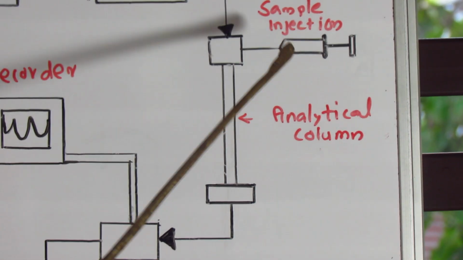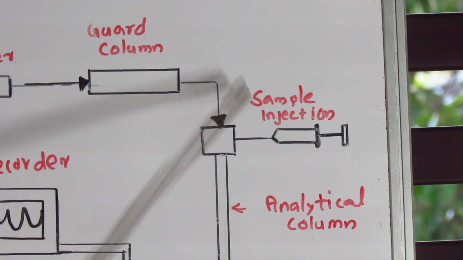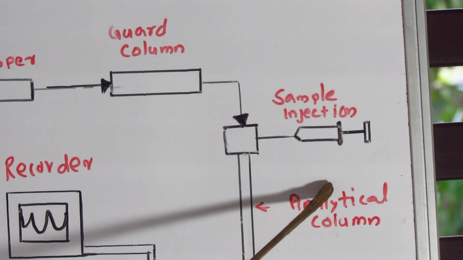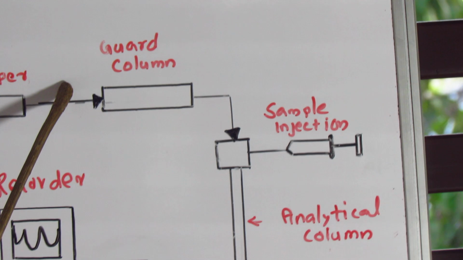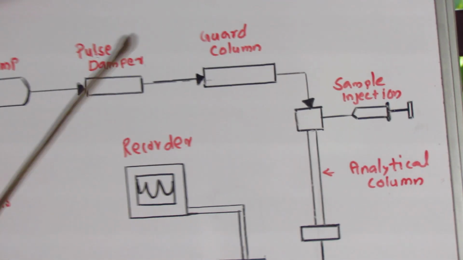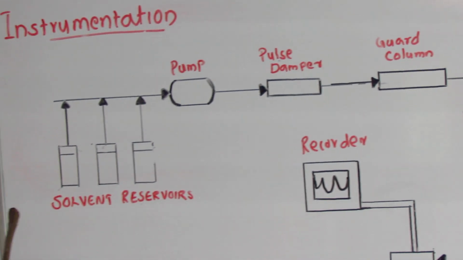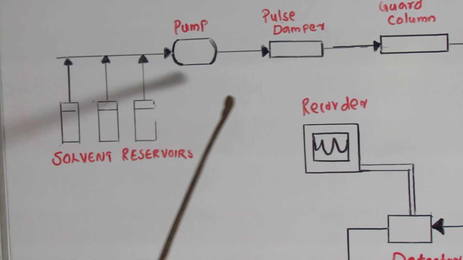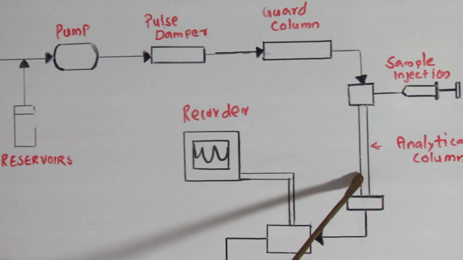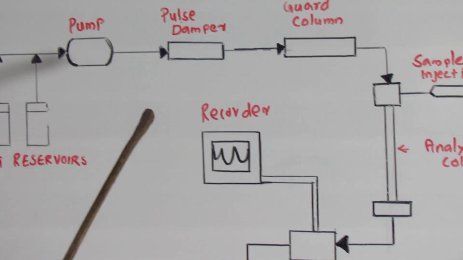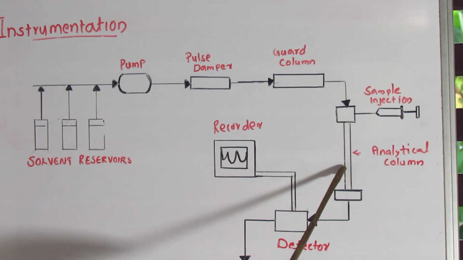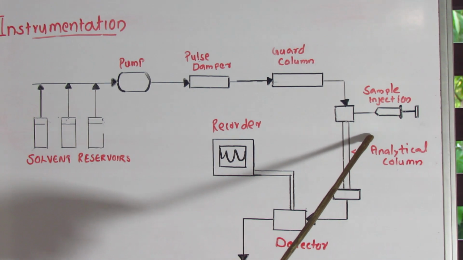Then the non-volatile sample. This method is used for the separation of non-volatile compounds. The non-volatile sample materials are injected into the analytical column with the help of this syringe. So first, the liquid mobile phase is pumped at required pressure and flow rate through this analytical column, which contains the stationary phase. Then the samples are injected with a syringe.